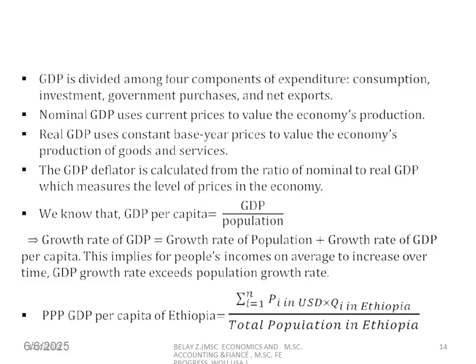That is, the purchasing power parity GDP per capita of Ethiopia, for example, is equal to the summation from i to n of P_i in US dollars times the quantity of i in Ethiopia, over the total population in Ethiopia. That is the purchasing power parity GDP per capita of Ethiopians.